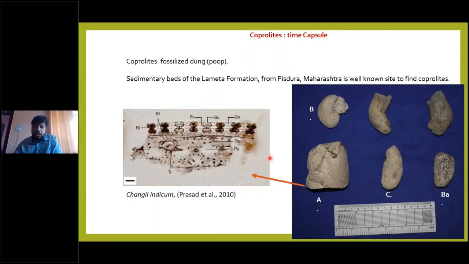Apart from bones and eggs, the coprolites, the fossilized dung or the fossilized excreta of dinosaurs, are also known from India, from the Lameta formation of Pisdura, Chandrapur district, Maharashtra. And from the same coprolite, the paleontologists also found evidences of a leaf that belonged to the rice tribe.